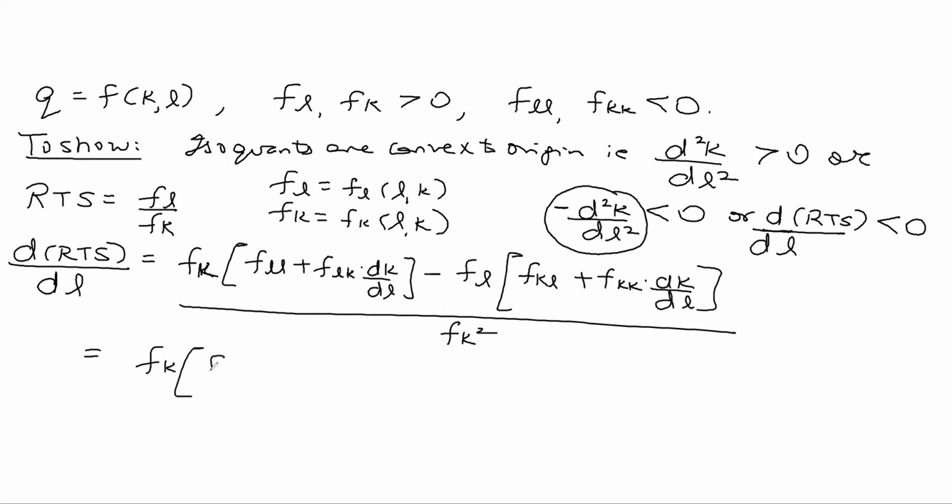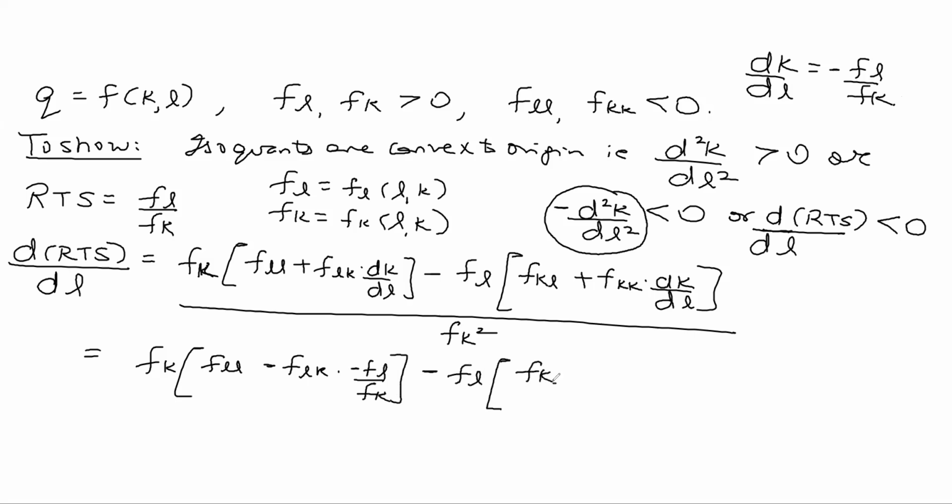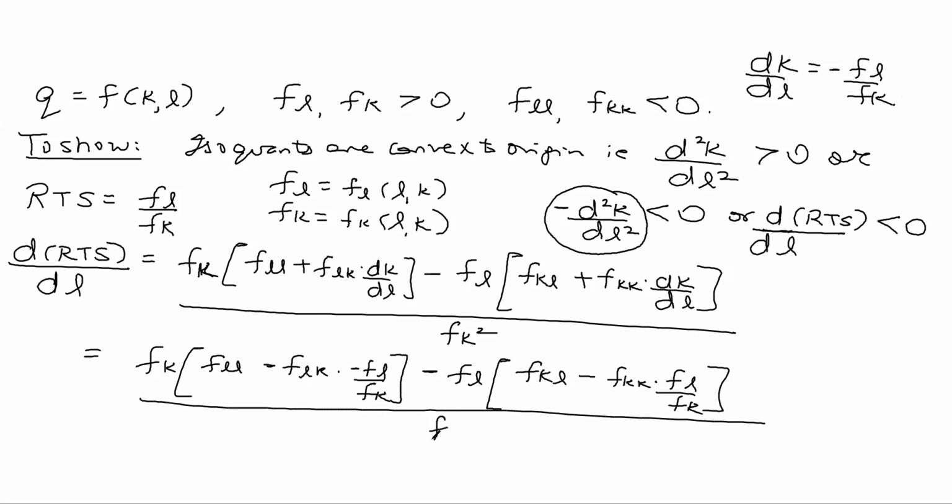So FK into FLL minus FLK into dK by dL. Now guys, what is dK by dL? dK by dL is nothing but minus FL by FK. So minus FL by FK, minus FL times FKL minus FKK into dK by dL, is this upon FK square.